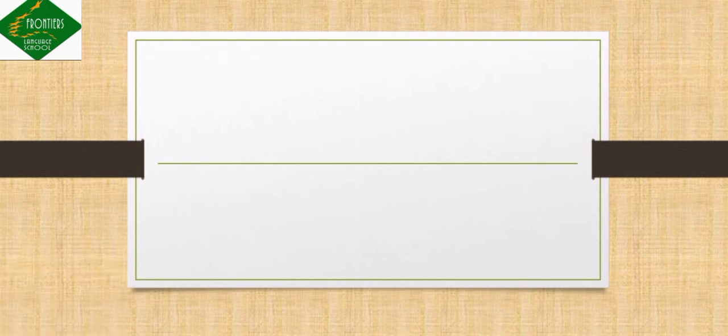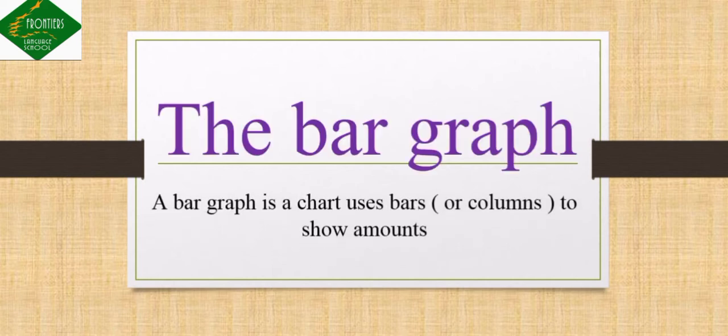Our lesson today is about the bar graph. Let's know what the bar graph is. What's the meaning of the bar graph? A bar graph is a chart that uses bars or columns to show amounts or data, whatever you have.